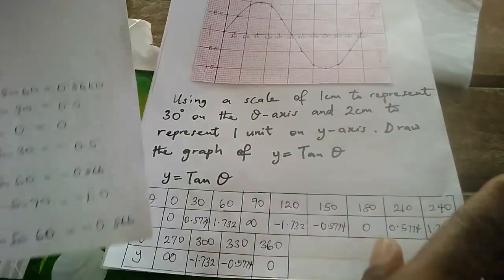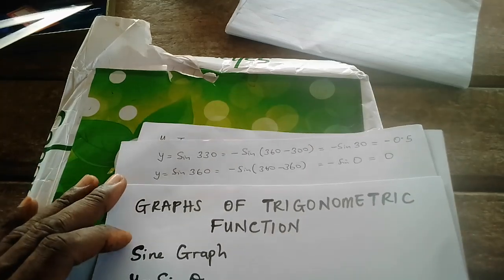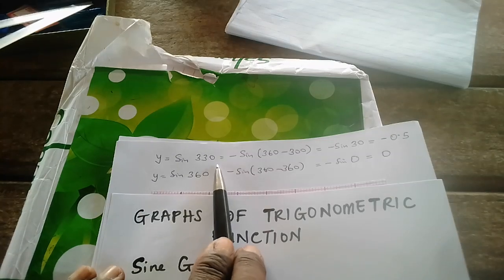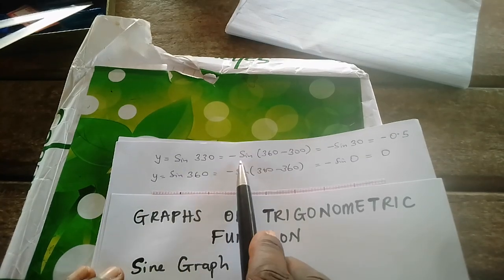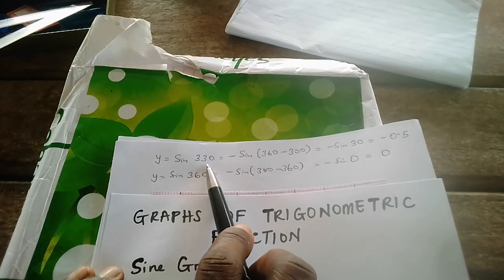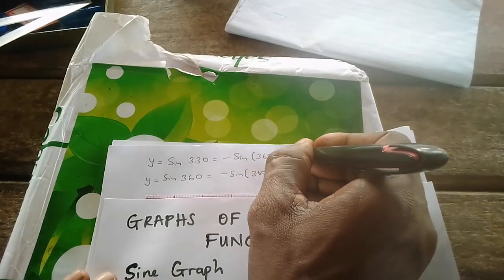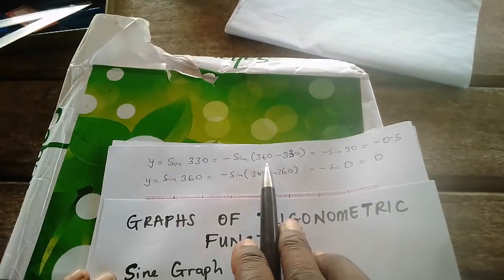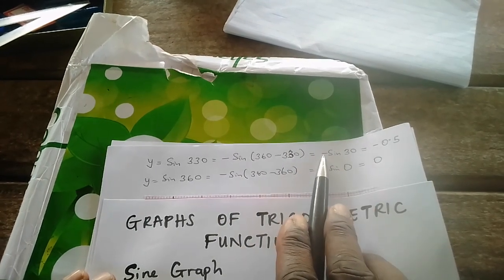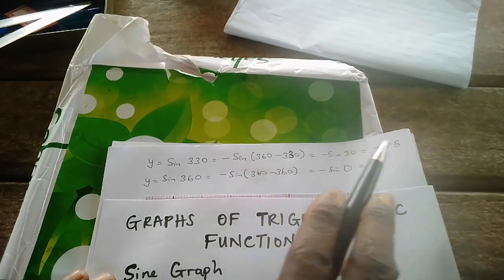Then when theta is 330, we are in the fourth quadrant, where sine is negative. The equivalent of 330 in the fourth quadrant is 360 minus 330, which gives us minus sine 30. Sine 30 is 0.5. Since it is negative, it will be minus 0.5.